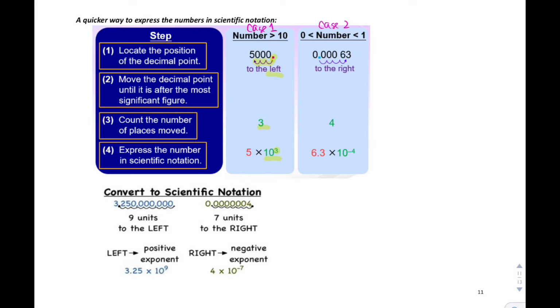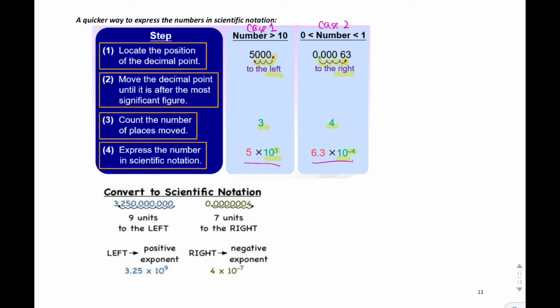And case 2, when the number lies between 0 and 1, here we have 0.00063. And for this case, the decimal point is moved 4 places to the right. So the answer is 6.3 times 10 to the power of negative 4. These 2 are the numbers expressed in scientific notations.